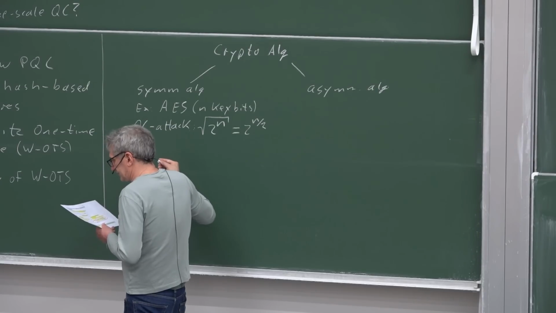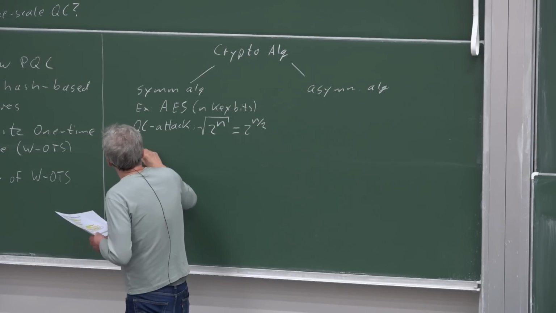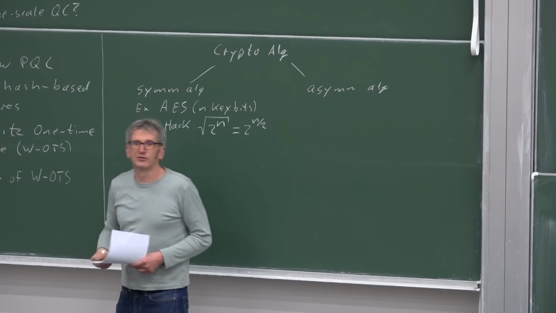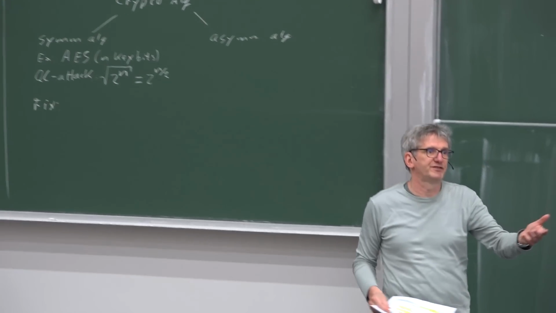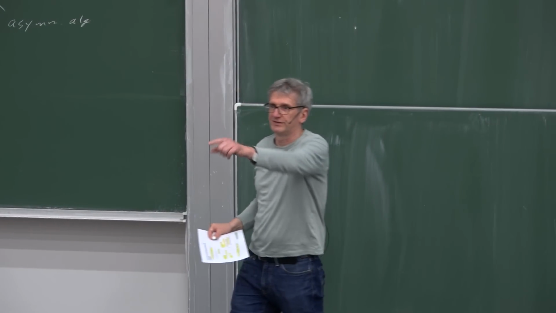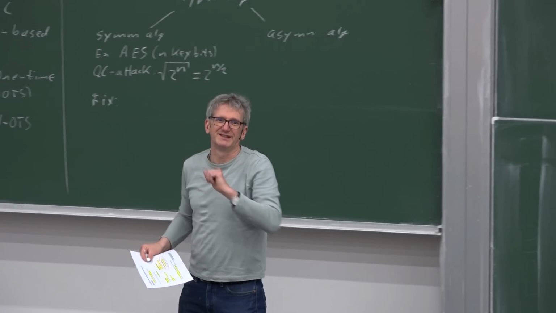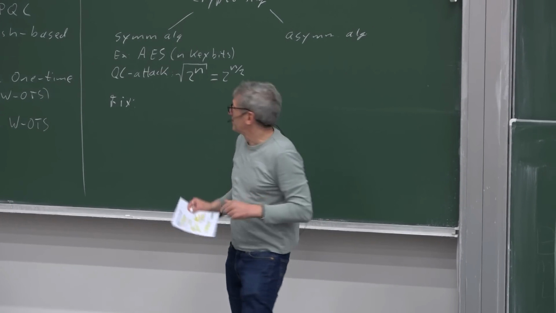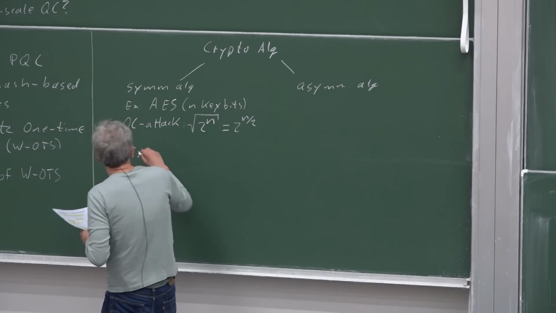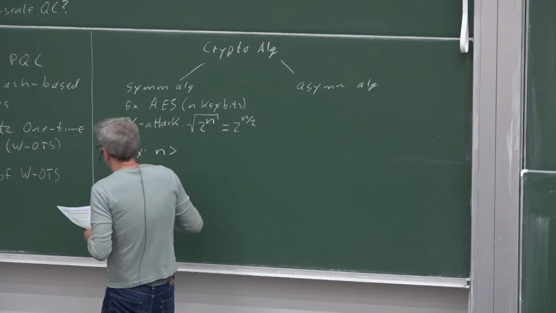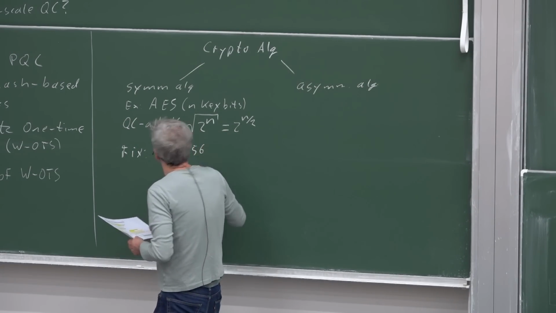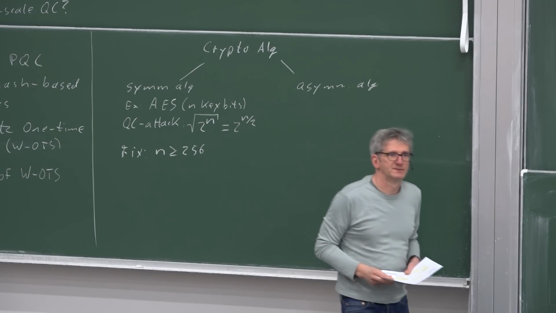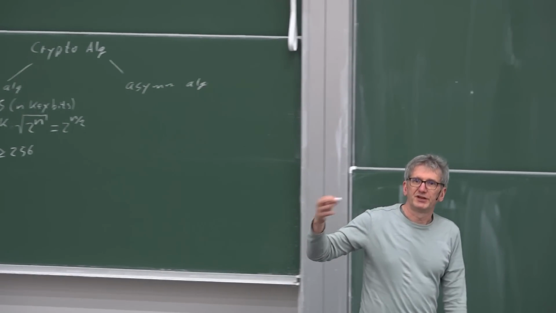This is Grover's algorithm. How do we fix this? Der kleine Kryptograph, how do we do that? So there's an attacker who can effectively halve the bit size of the key. How do we get out of this situation? Double the key size, right, okay. So n should be at least 256.